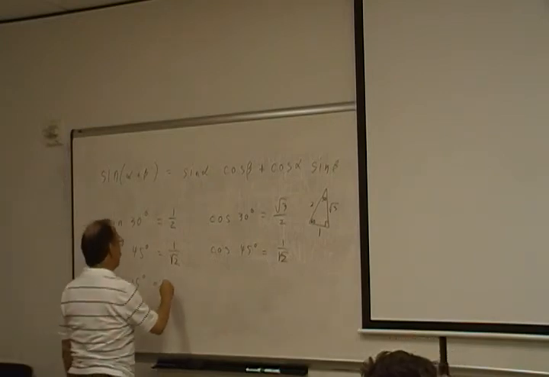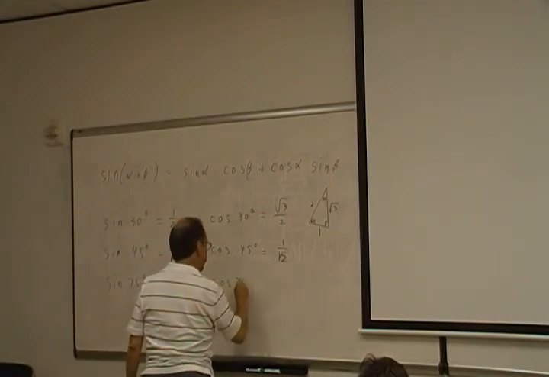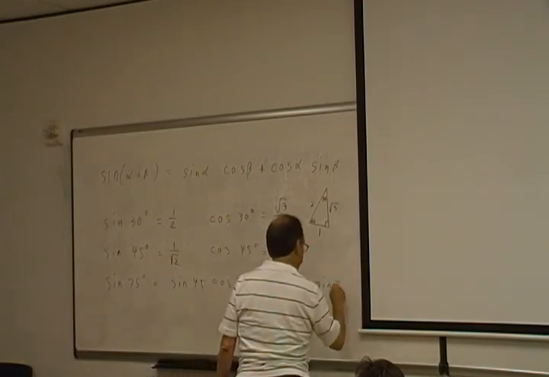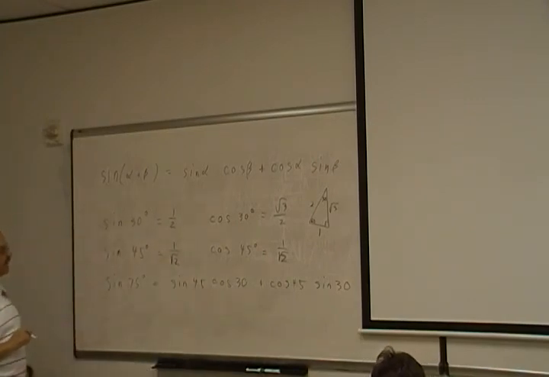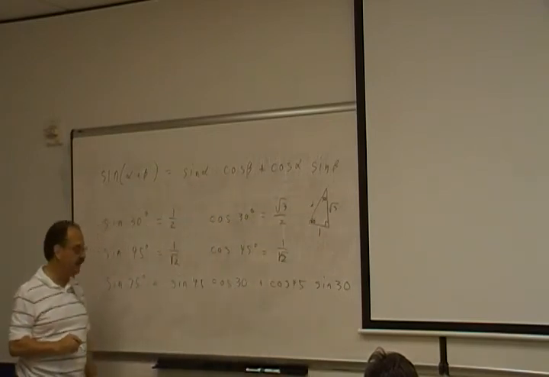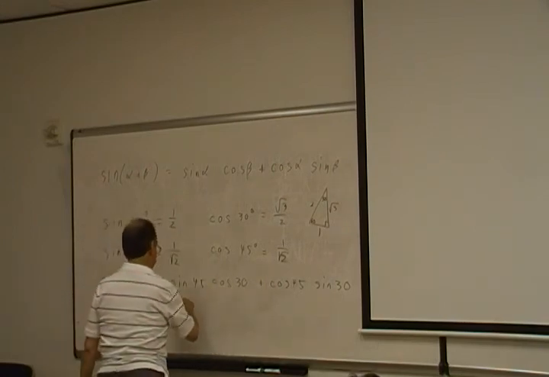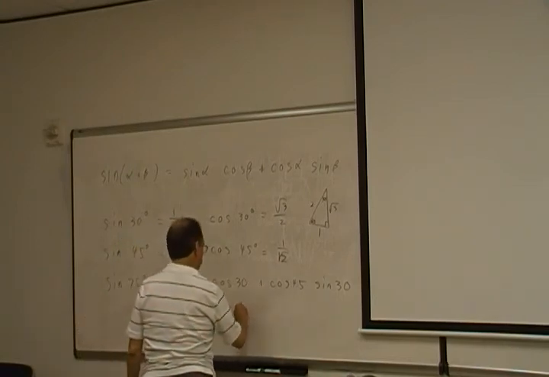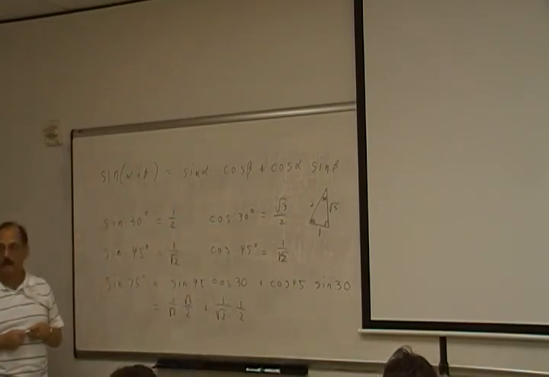Okay, so that is sine 45 cosine 30 plus cosine 45 sine of 30, because 75 is 45 plus 30, right? I just plug in the 45 and 30 all along it, okay? So this is 1 over square root of 2 times square root of 3 over 2, plus 1 over the square root of 2 times 1/2, and there is my answer for the sine of 75 degrees, okay?